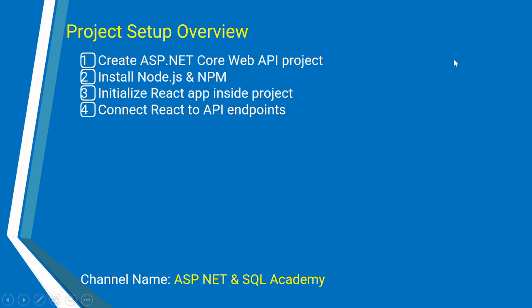Here is the plan. We will create an ASP.NET Core Web API project, add Node.js, initialize a React app, and then connect the front end to our backend API endpoints.